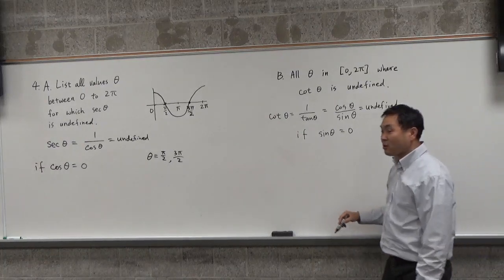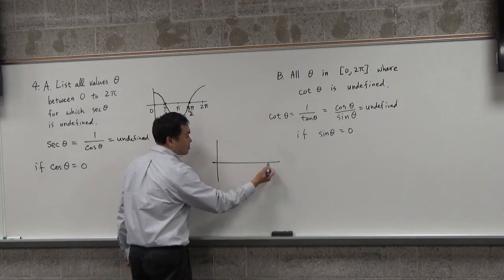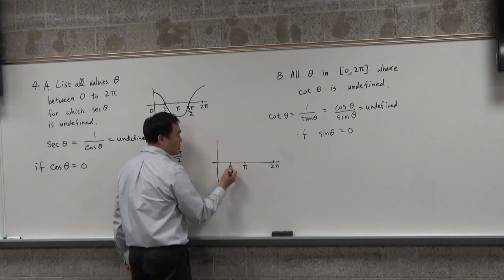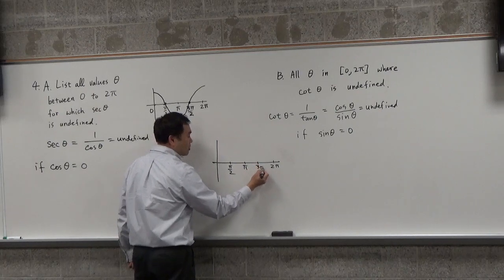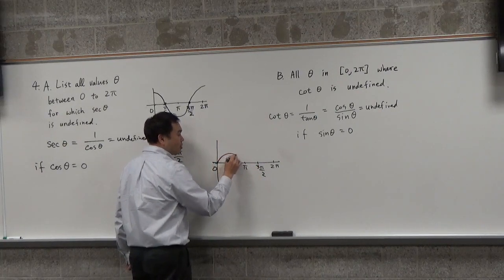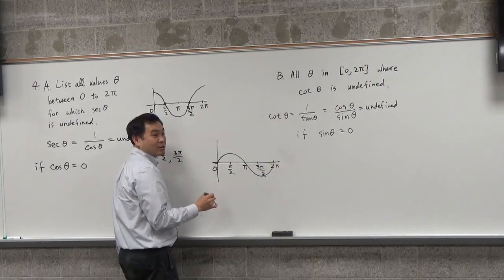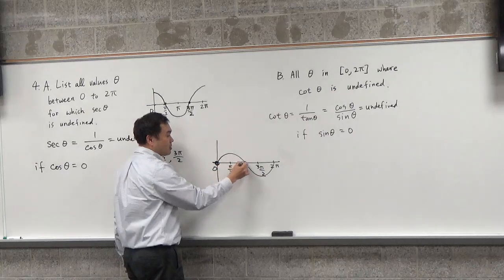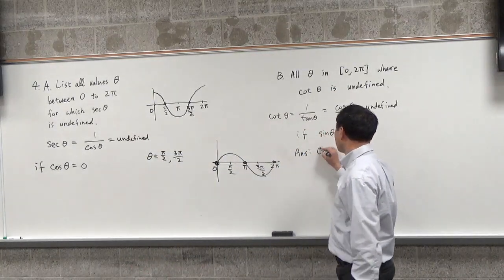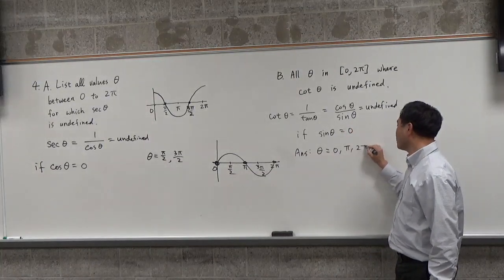Okay. So to answer this, you just have to draw the graph of sine. Here's 2 pi, here's pi over 2, here's 3 pi over 2, here's 0, and just draw the graph of sine, just like that. When does it hit 0? 0, here, pi, 2 pi. So the answer is, you have theta equals 0, pi, 2 pi.